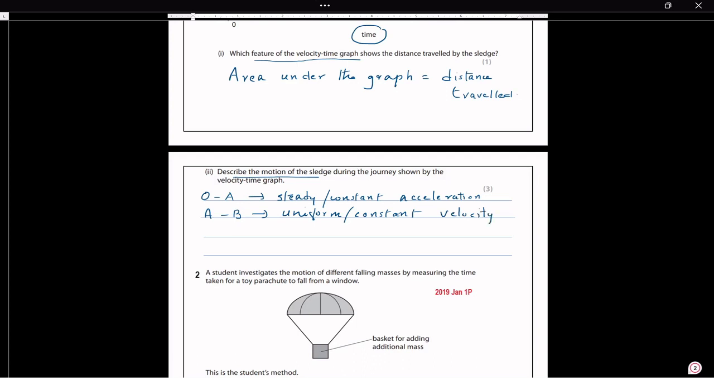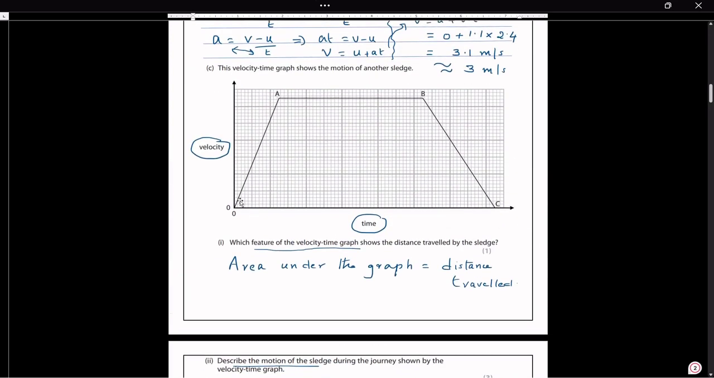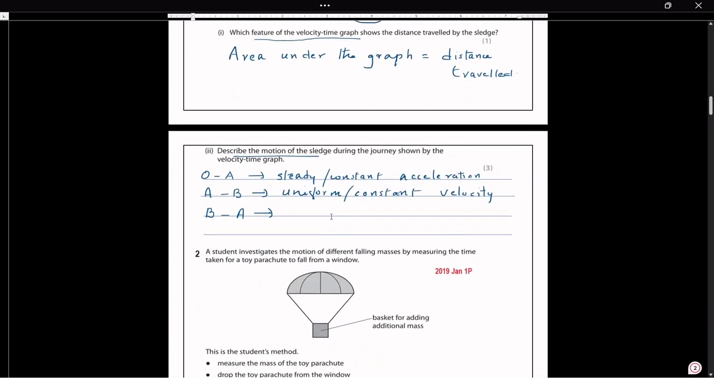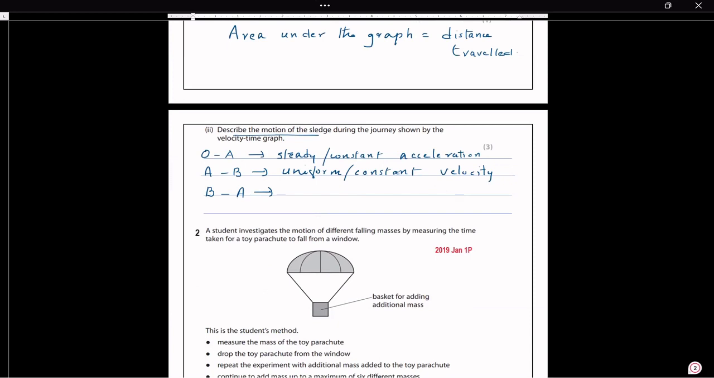Now the next part of the journey, that is B to C, it is sloping down. That means instead of the velocity increasing, from B to C the velocity is decreasing. So this is a case of uniform deceleration, steady or constant deceleration.